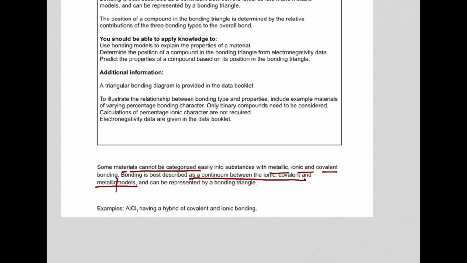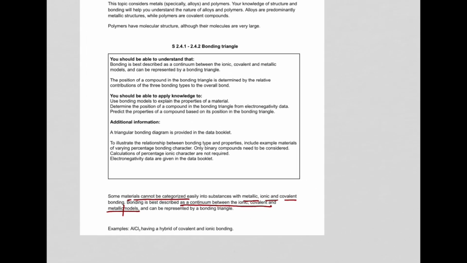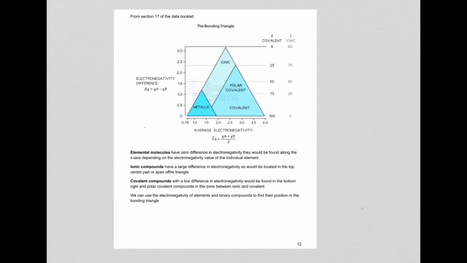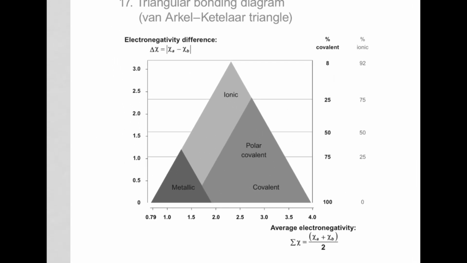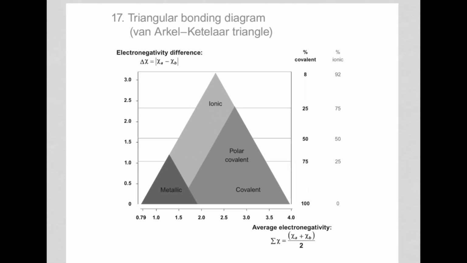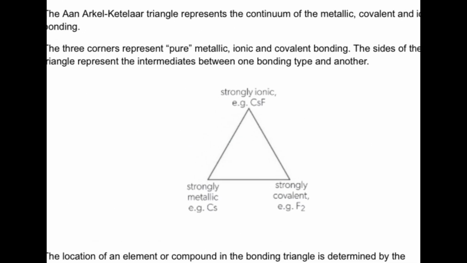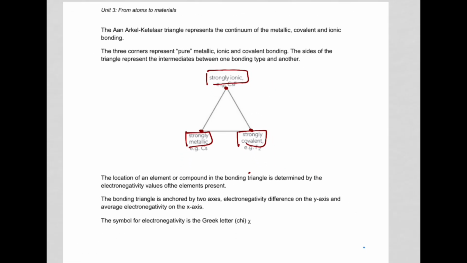To represent this, we use the bonding triangle, and the bonding triangle is given in the data booklet. In the data booklet, it looks like this. This is what you will find. At the three peaks of the triangle, you will have the nature of the bonding. At the top, it's strongly ionic. Here, it's strongly metallic. And here, it's strongly covalent.